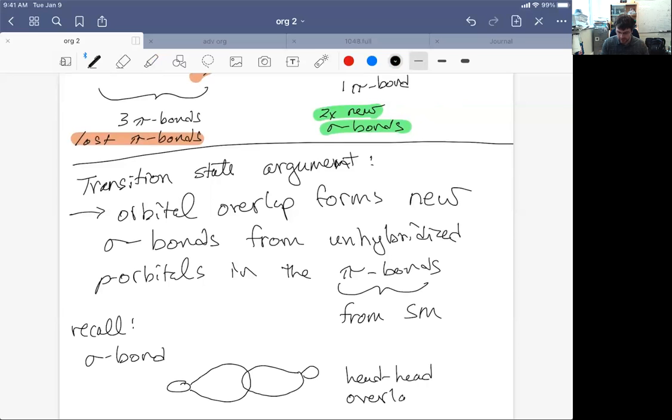Where we consider these hybridized orbitals, the lobes are no longer of equal size as they are in unhybridized p orbitals, because they have some s character to them. We then overlap directly head to head, that is, the larger lobes find a way to interact and make a strong interaction. So these are strong bonds.